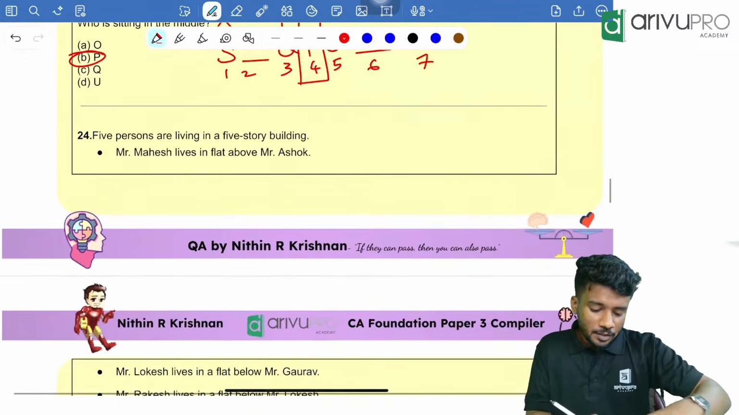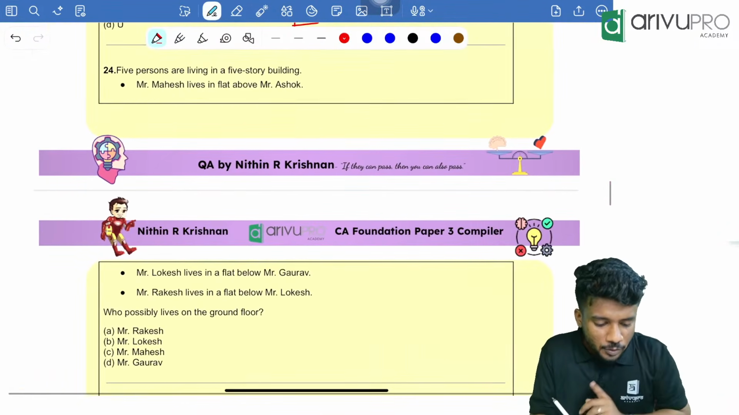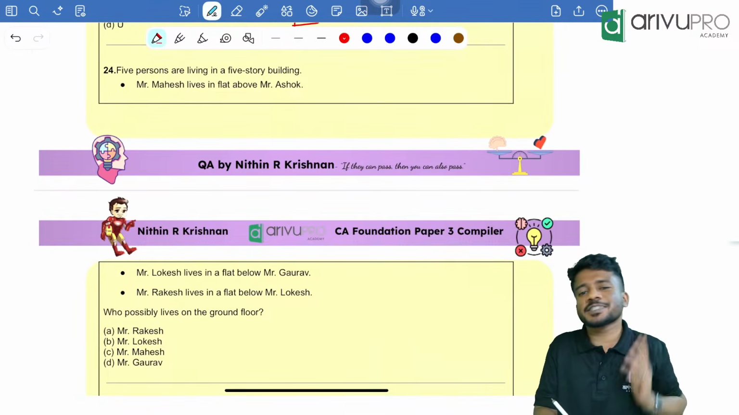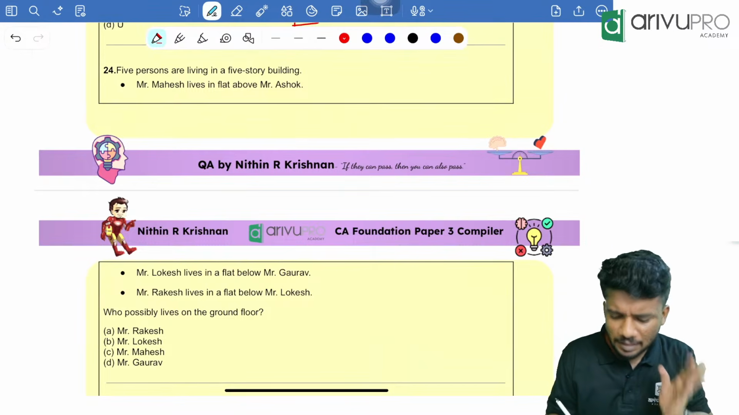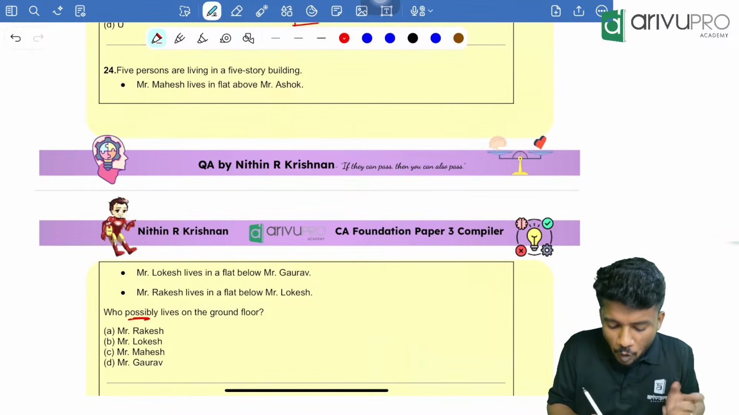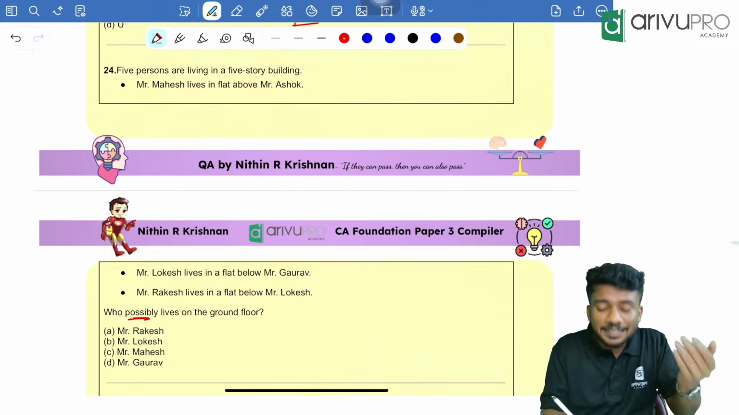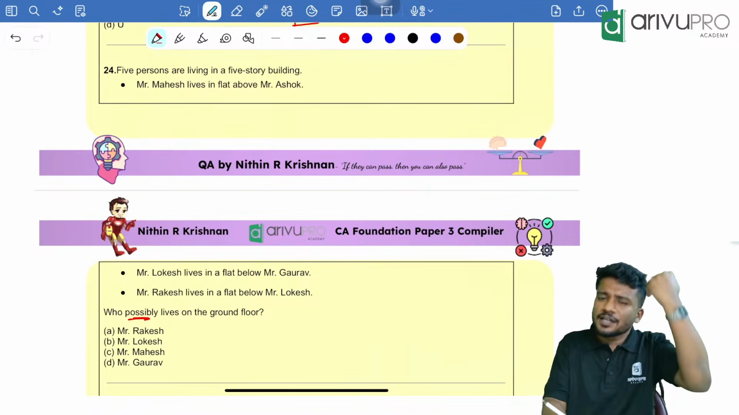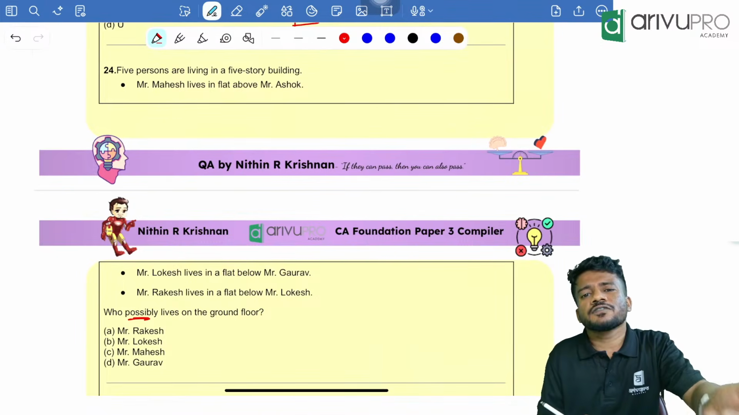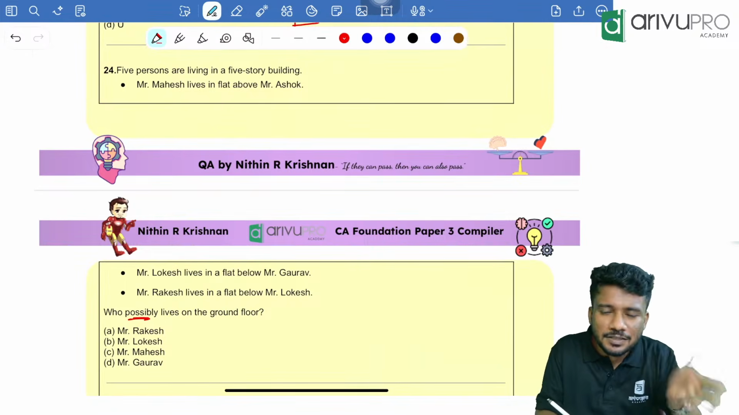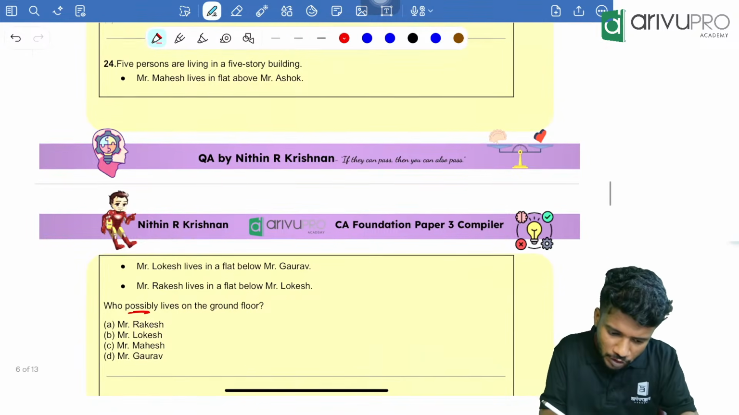Next one. It is actually a good question, and if you ask me, something is missing in this question. But still you can get the answer looking at the options, because they are asking who possibly lives on the ground floor. That's why, even though it is a little shaky question, you can still get the answer. Now look here.